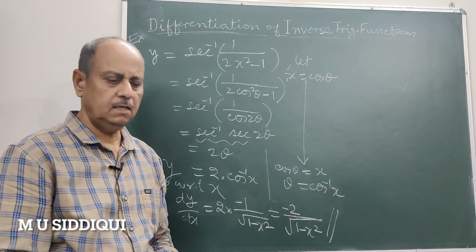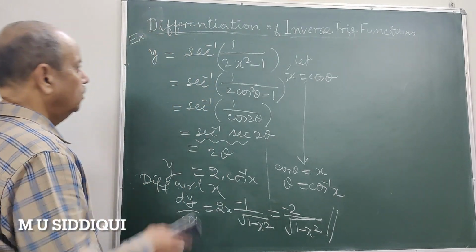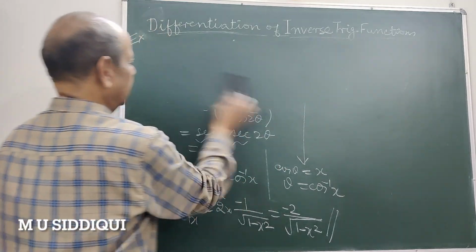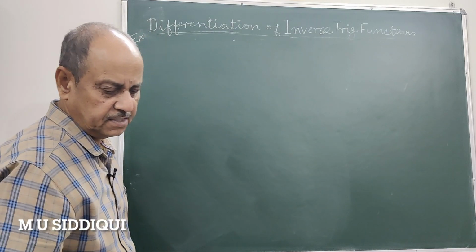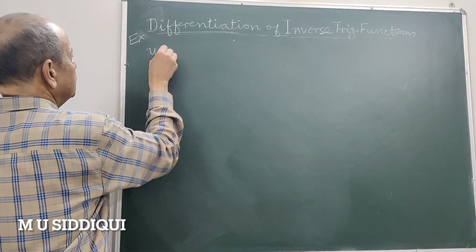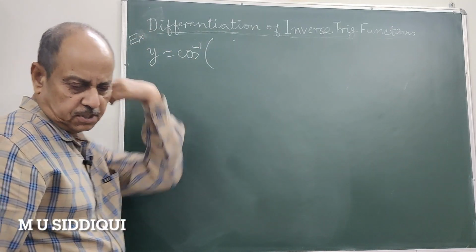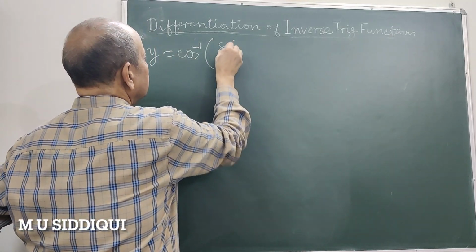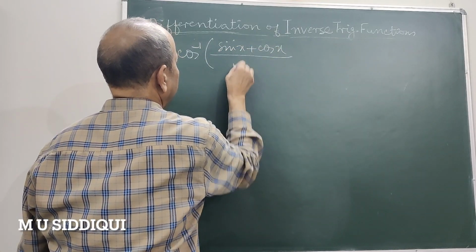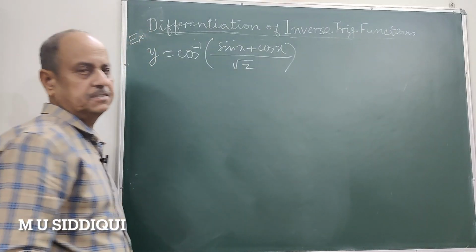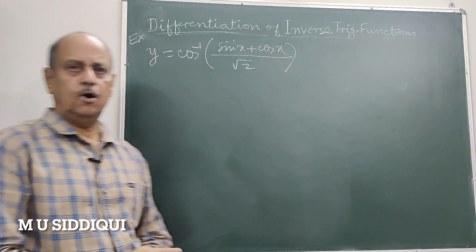Okay? Shall we take one more? So one more question I am taking, and then of course we can change the topic. So this expression is y is equal to, say, cos inverse of one expression, say sin x plus cos x divided by root of 2. This is the expression. And this is a particular form.